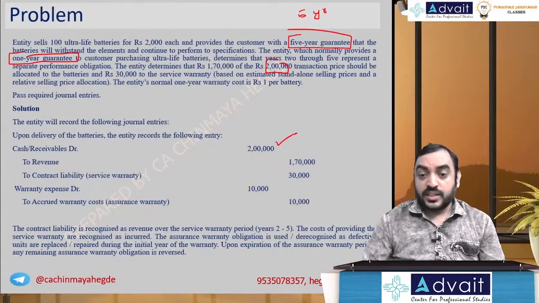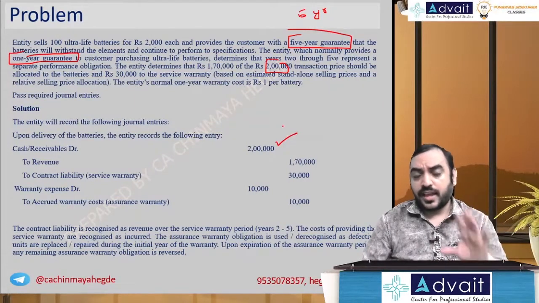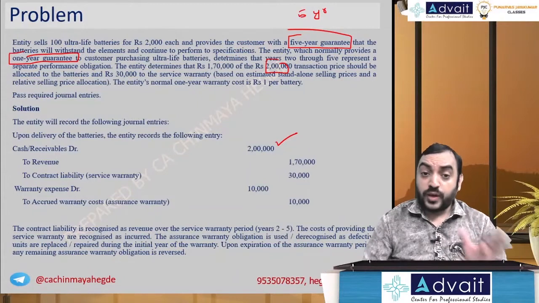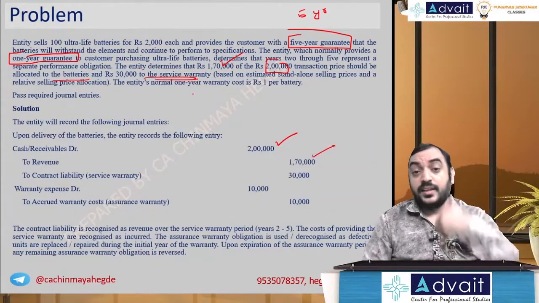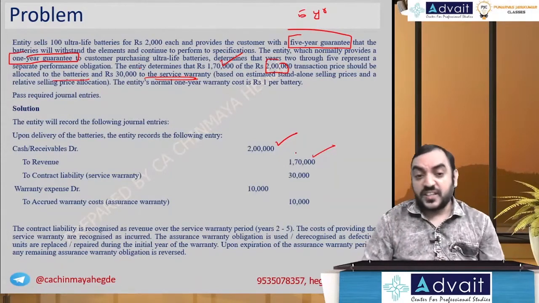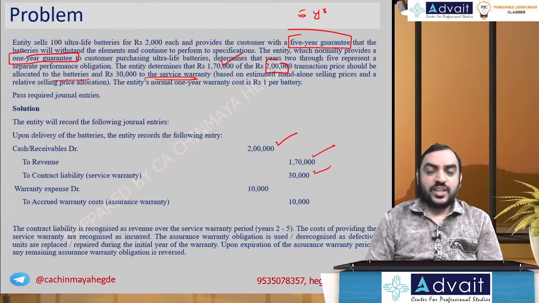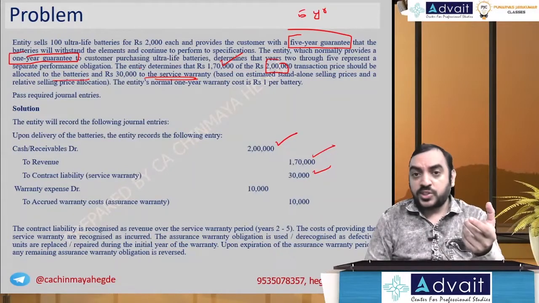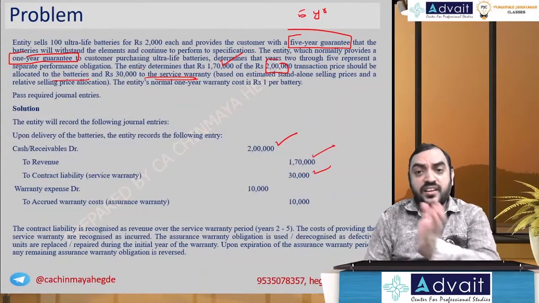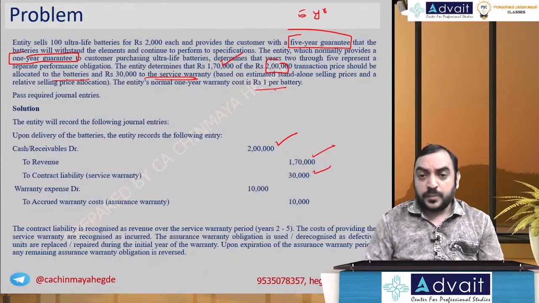Okay, 2 lakh is the amount receivable or received, cash or credit sales. And out of 2 lakh, 1,70,000 should be allocated to the batteries. Yes, 1,70,000 is revenue. Balance 30,000 to the service warranty, that is year 2 to year 5. Contractual liability, service warranty. And with respect to assurance type, an expense is recognized based on past experience, a liability is created as per Ind AS 37, that is 1 per battery. And how many batteries? 100.